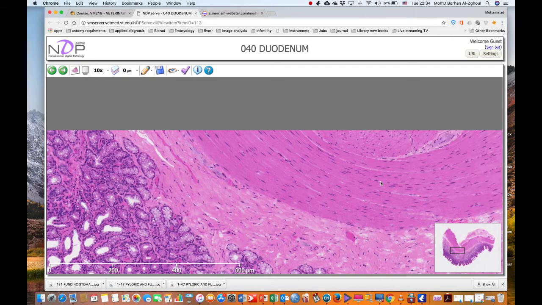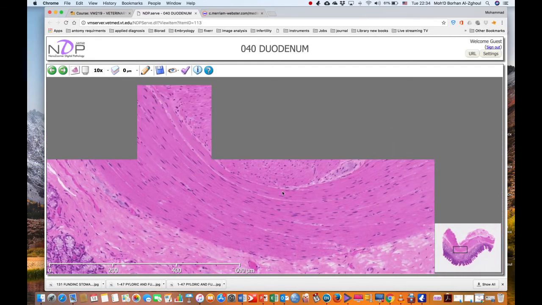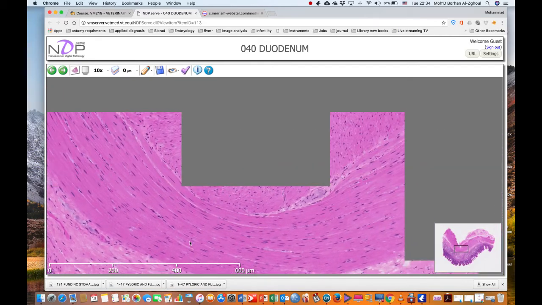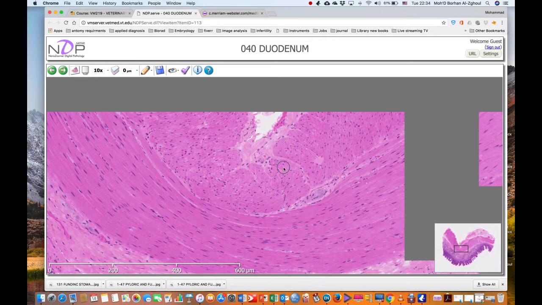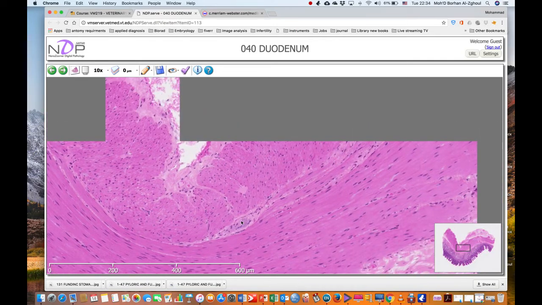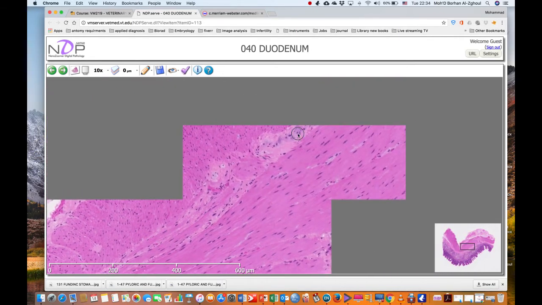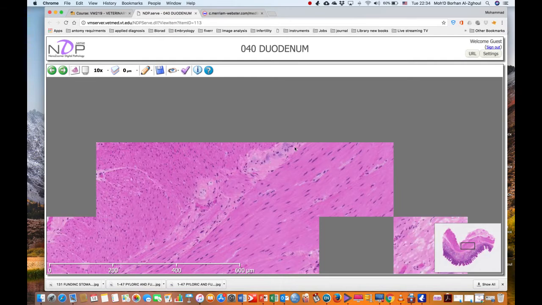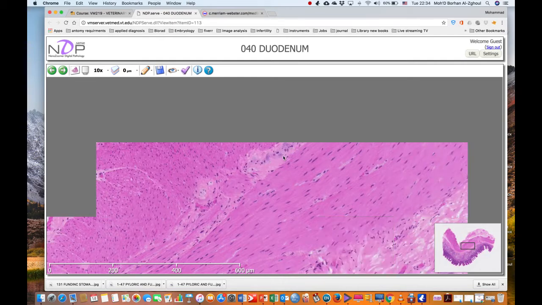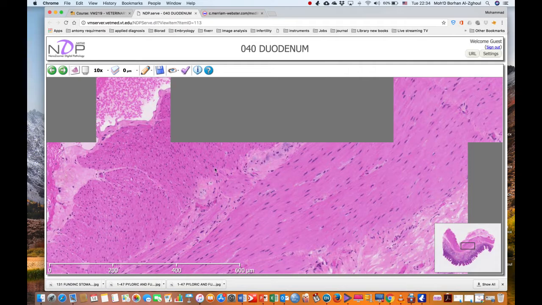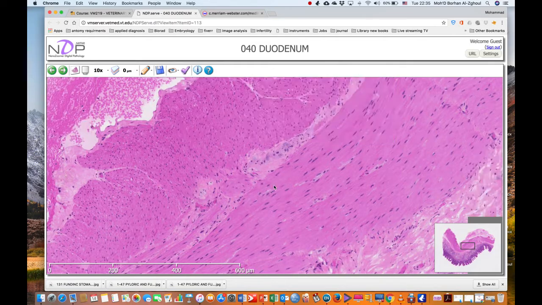At this area here, we have the muscularis externa. We have two layers, inner circular and outer longitudinal. And here we have a very important structure, which is the myenteric plexus or the Auerbach's plexus. This is motor ganglia, which is responsible for the contraction of these two layers of the smooth muscles.